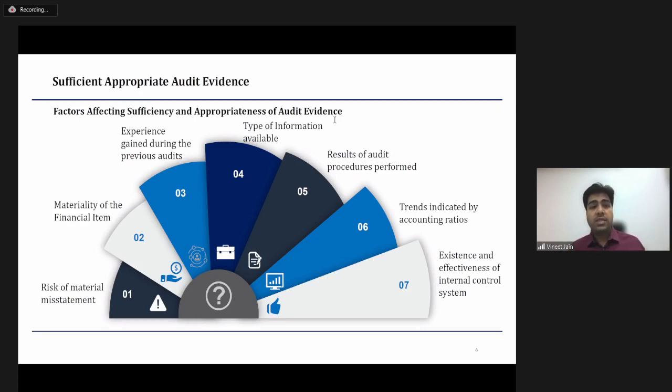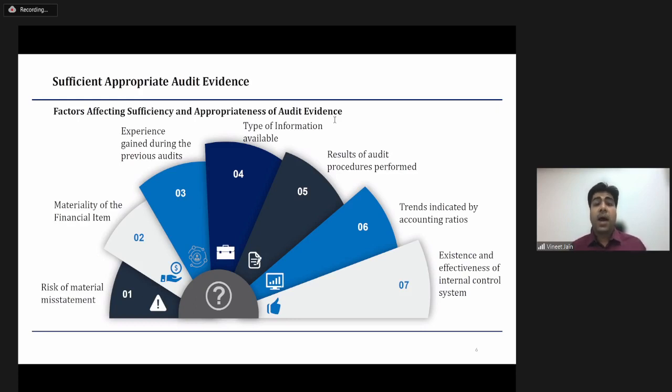And this materiality definitely affects the sufficiency and appropriateness of audit evidence. So higher the materiality, higher the sufficiency and appropriateness of audit evidence. Lower the materiality, lower would be sufficiency and appropriateness of audit evidence. They both are also directly related to each other. Then the third aspect is experience gained during the previous audits. So now there might be possibility that we as auditors are auditing a client for multiple years.